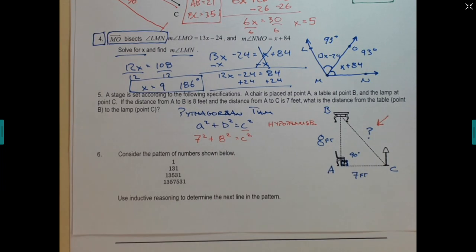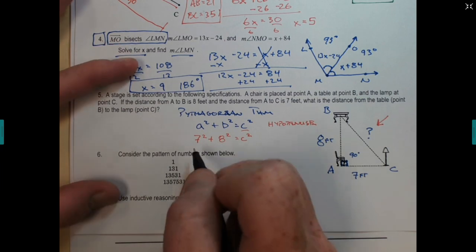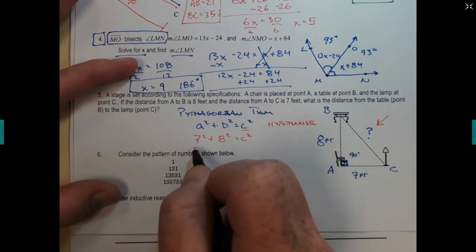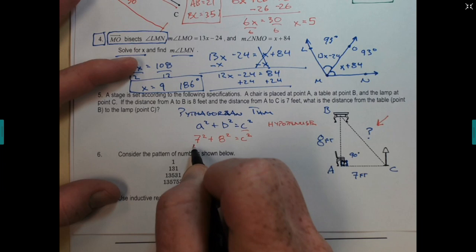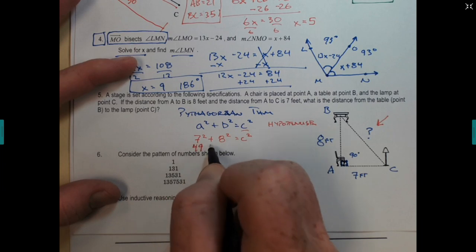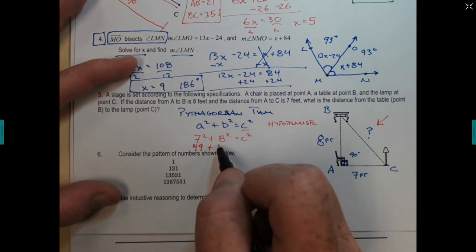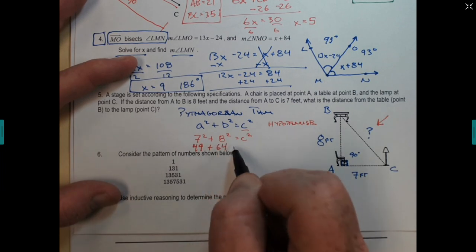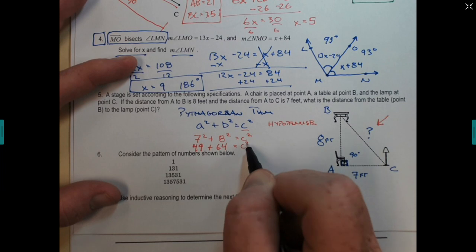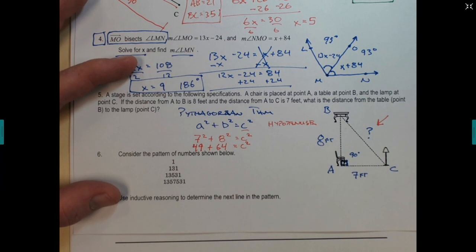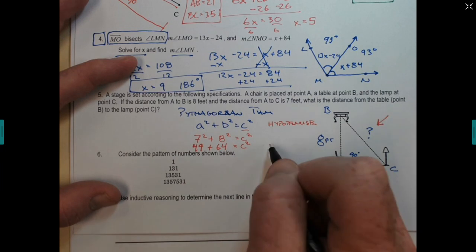Evan, what do we do next once we plug those values in? You do 7 squared, which is 7 times 7. 7 times 7 is 49. Then 8 squared is 8 times 8, which is 64, so 49 plus 64 is 113.